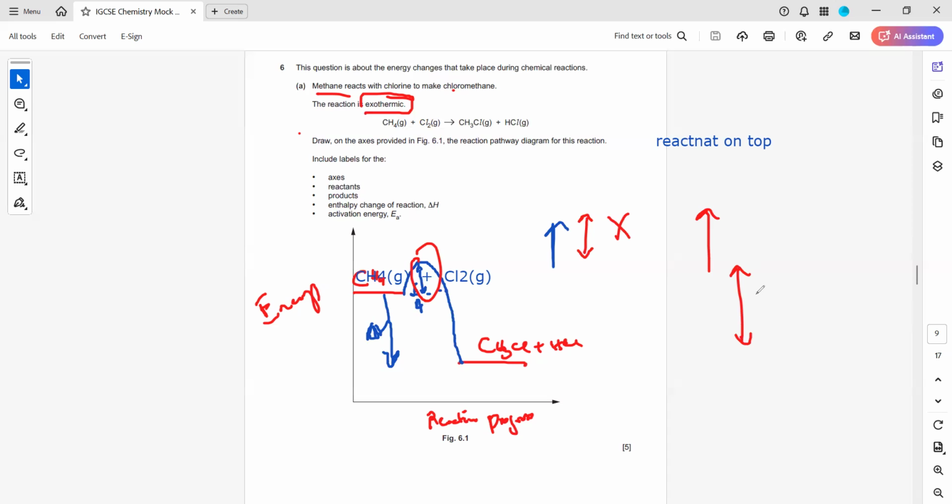If it's reversible, that is a half arrow. If it's reversible, it's the opposite. This is exo.